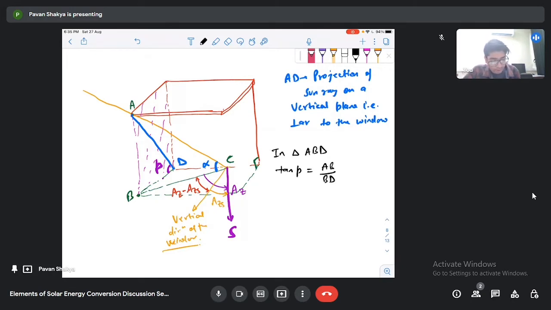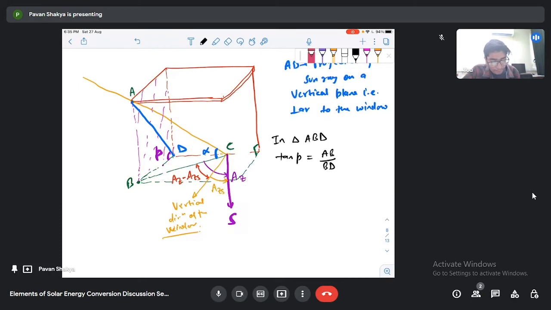Now from the figure you can see that this angle, that is AZ minus AZS, and this angle CBD will be equal. Why? Because this plane is also a vertical plane that is perpendicular to the window plane. So this angle also will be AZ minus AZS.